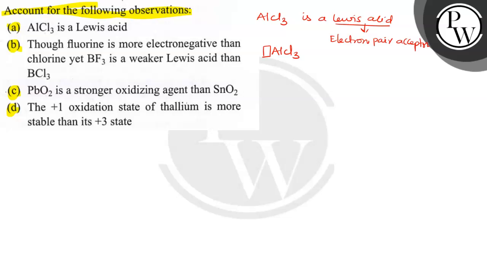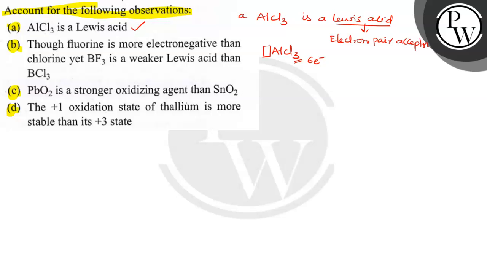So in here it forms only 3 bonds. यहाँ पे 3 bond form करे हैं. So each bond contains 2 electrons. इसके पास 6 electrons ही हैं. So every atom tries to get 8 electrons, right? Here 6 only there, so it readily accepts 2 electrons, nothing but a pair of electrons. Therefore, AlCl3 acts as Lewis acid. So ये statement सही है.